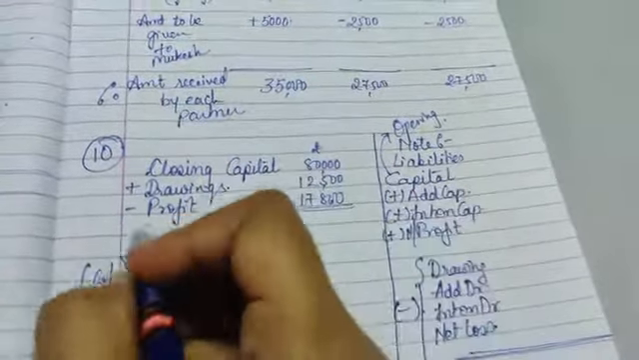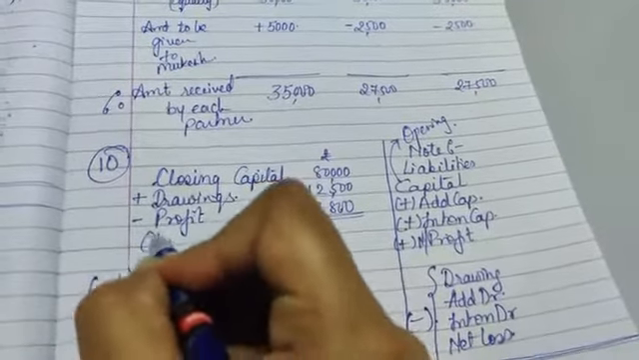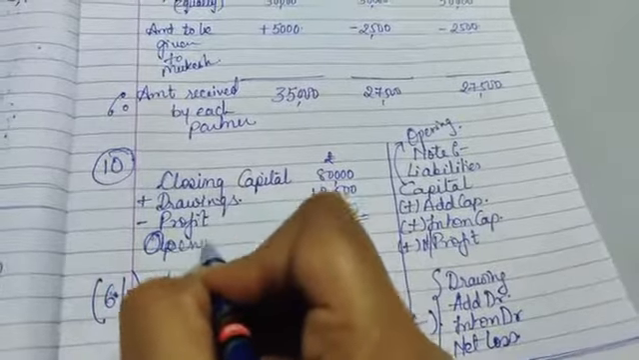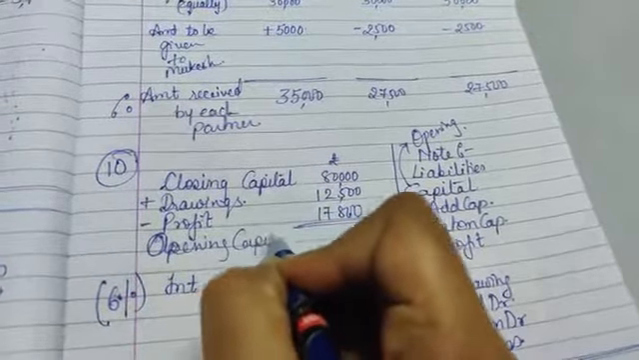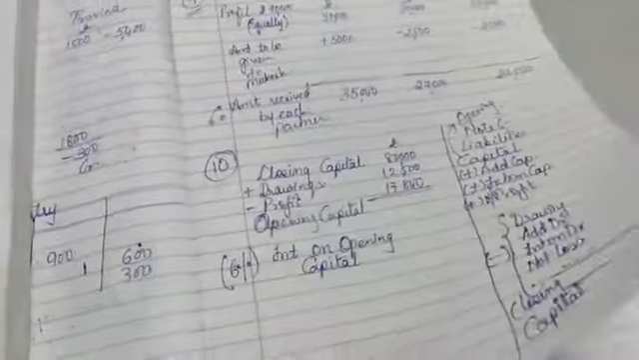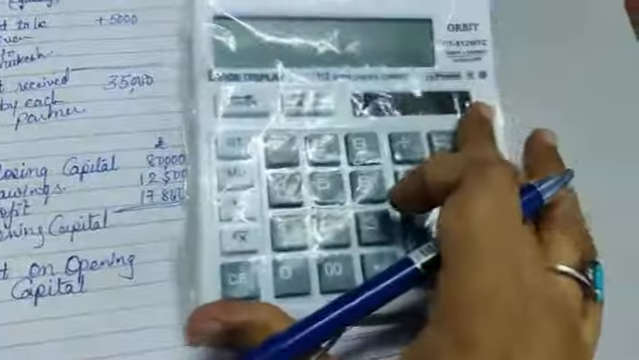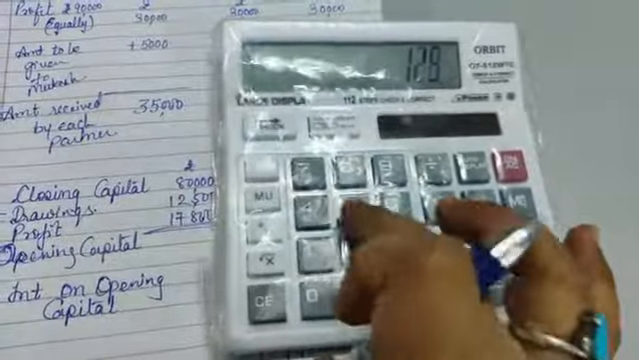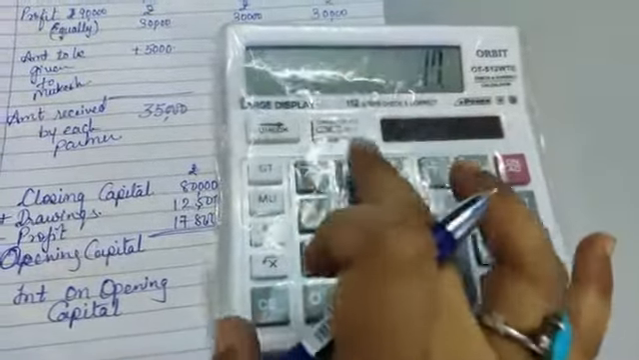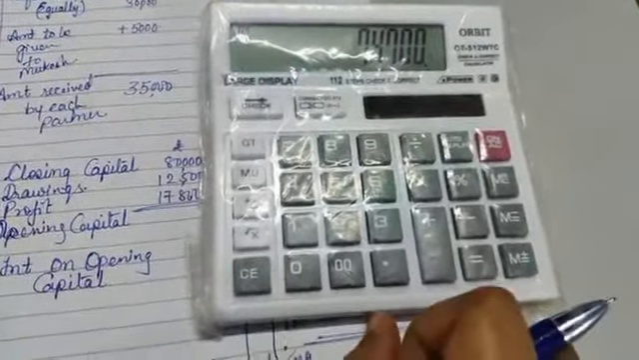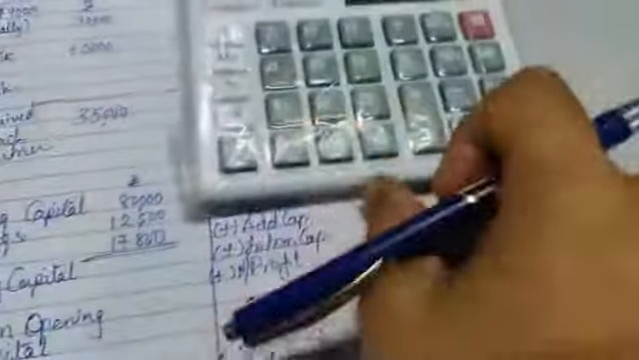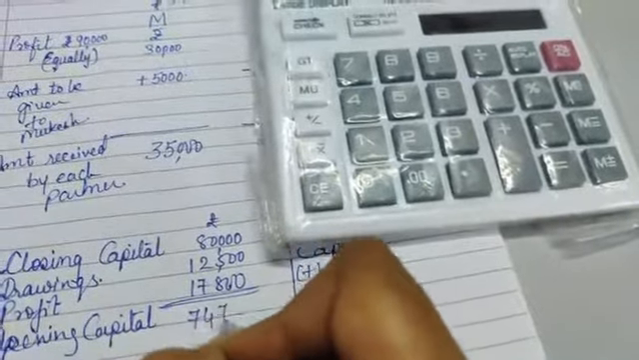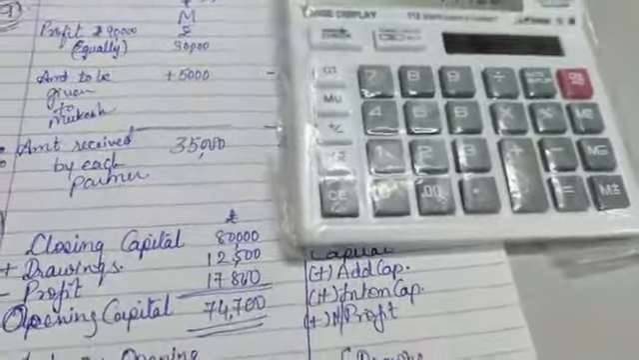So here then you will get opening capital, okay. So here you will be getting opening capital. So what, see, you are getting is 80,000 plus 12,500 minus 17,800. So you are getting 74,700. 74,700. Clear? This you are getting.